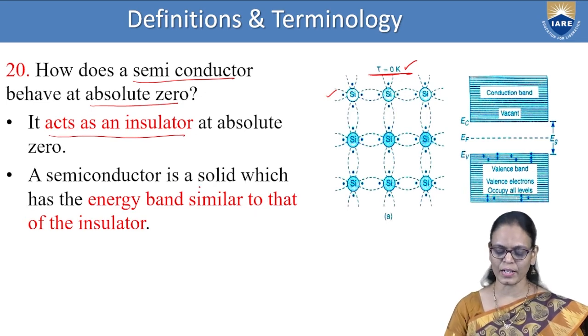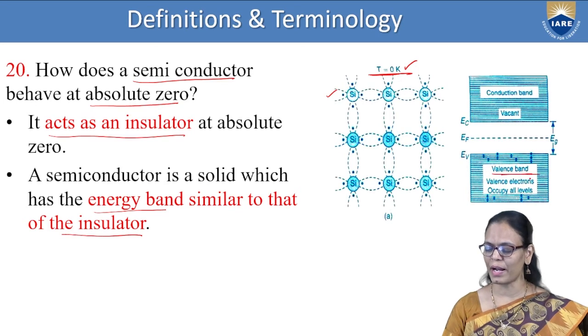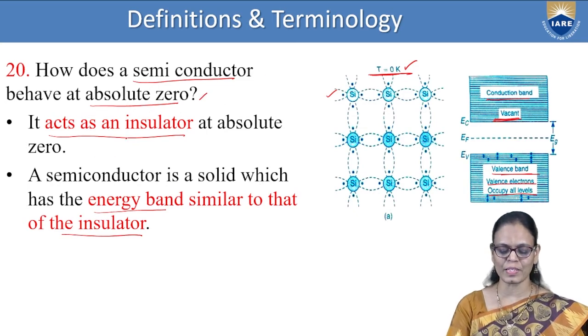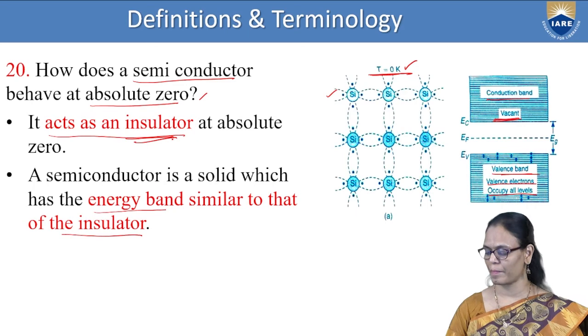A semiconductor is a solid which has an energy band structure similar to that of an insulator. You see here the valence band with the valence electrons occupying all levels, but the conduction band is vacant. That is what we see in an insulator. So this is the reason why at absolute zero it behaves as an insulator.